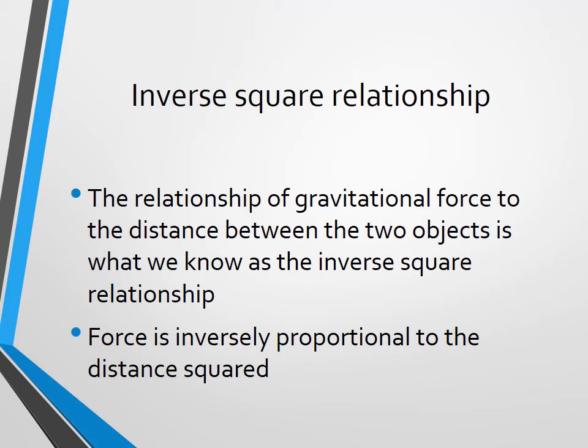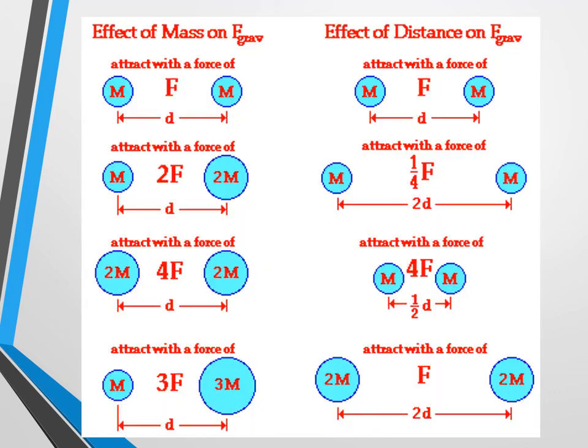Okay, so this relationship where force is proportional to 1 over r squared, that's what we know as the inverse square law. Inverse because it's 1 over, and it's the distance squared. So force is inversely proportional to the distance squared. This means if I double my distance, my force is cut by 4. If I triple my distance, my original force is divided by 9.